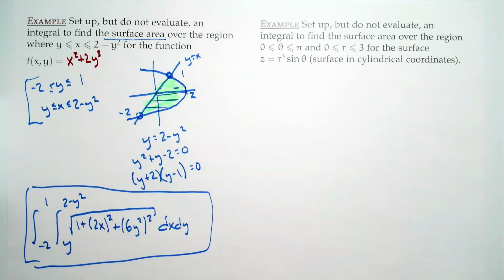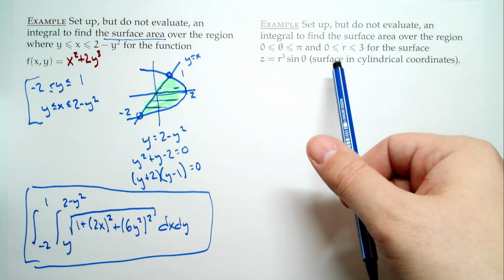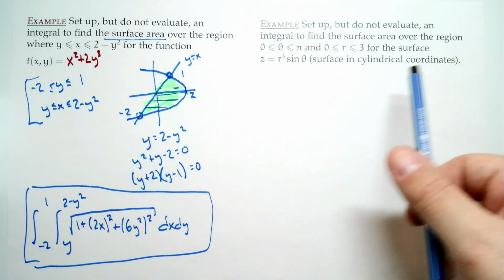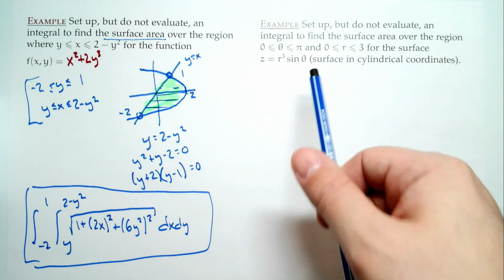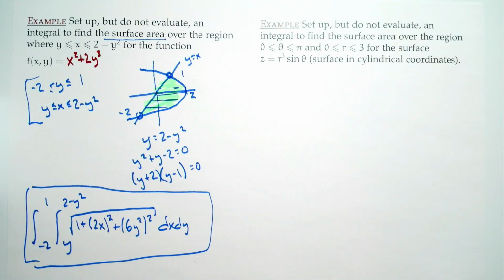Set up, but do not evaluate, an integral to find the surface area over the region where theta goes between 0 and pi, r goes between 0 and 3, for the surface z equals r cubed sine of theta. So this is a surface in cylindrical coordinates. If you give me an r and theta, I can tell you what z should be. And it's perfectly fine to describe things in different coordinate systems. Coordinate systems are all about descriptions, and there's more than one way to describe things.